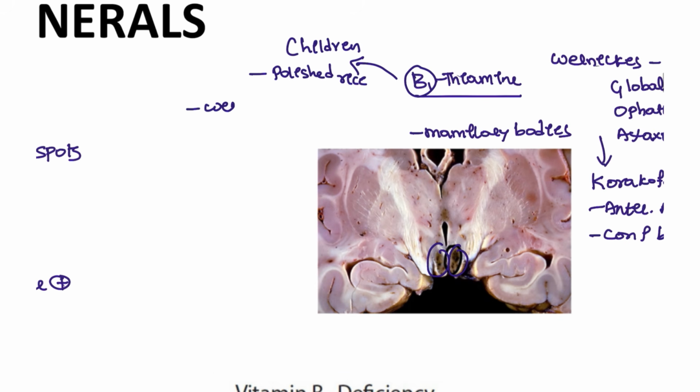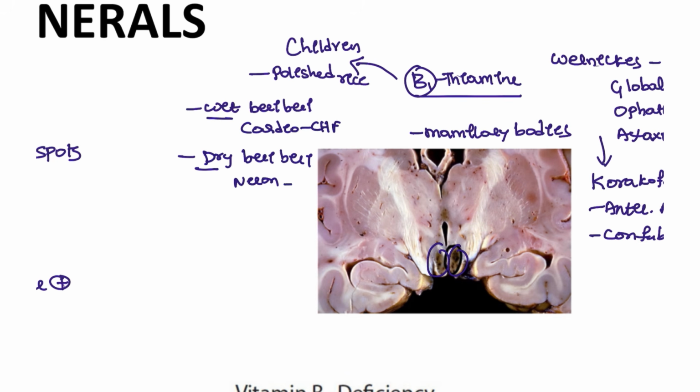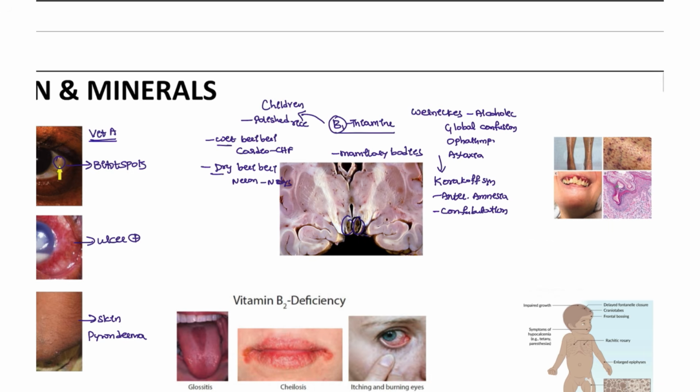So this will be presented in children as wet beriberi, or it is presented as dry beriberi. Wet beriberi, this is the cardio, congestive heart failure. Dry beriberi, this is the neuro. Nerve dysfunction will be seen in this patient. Right, this is the thiamine deficiency.